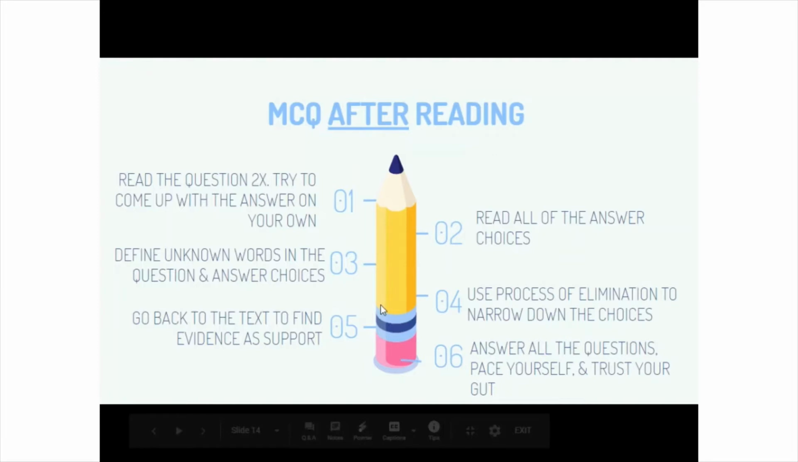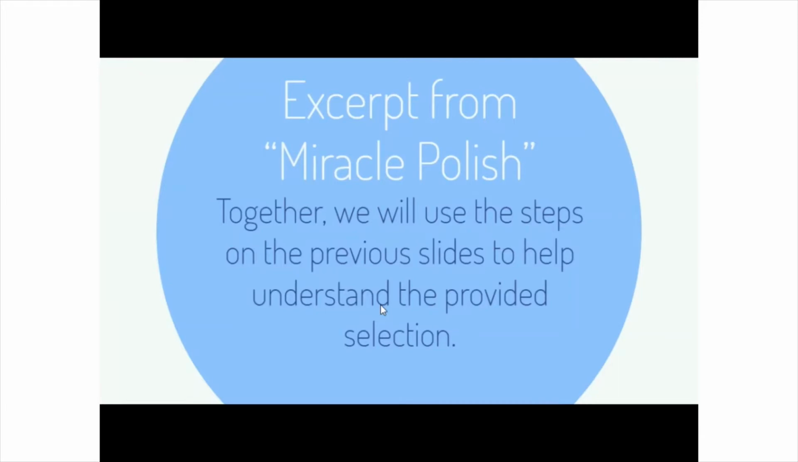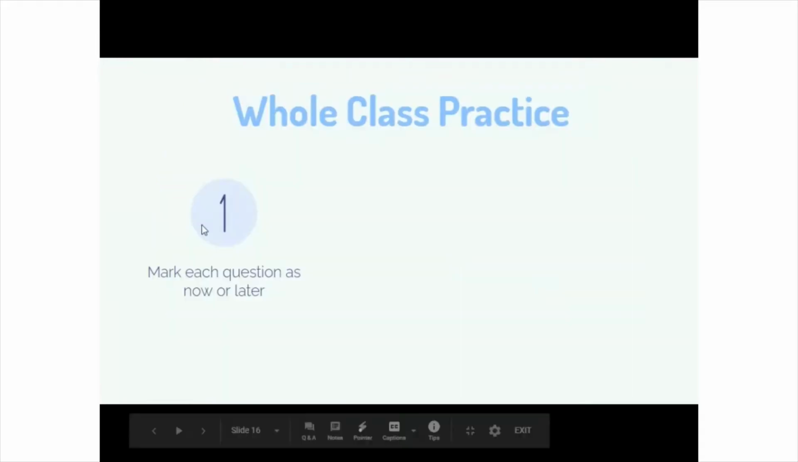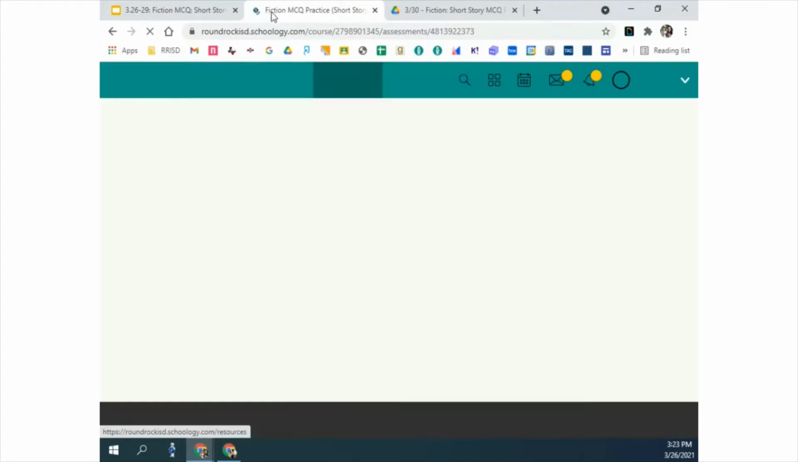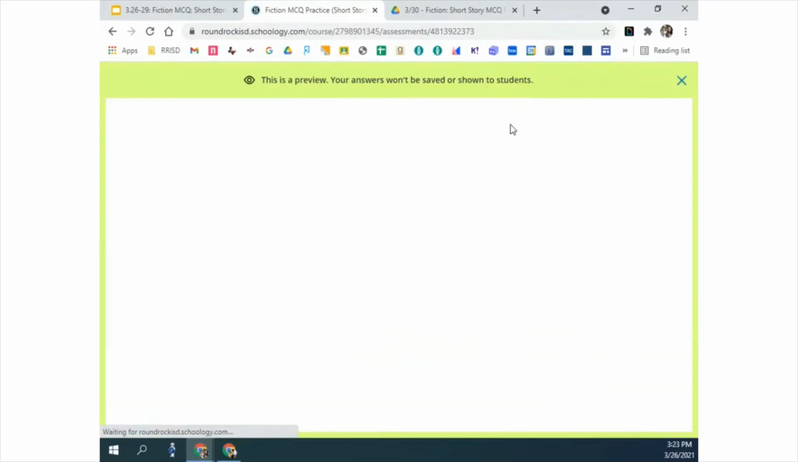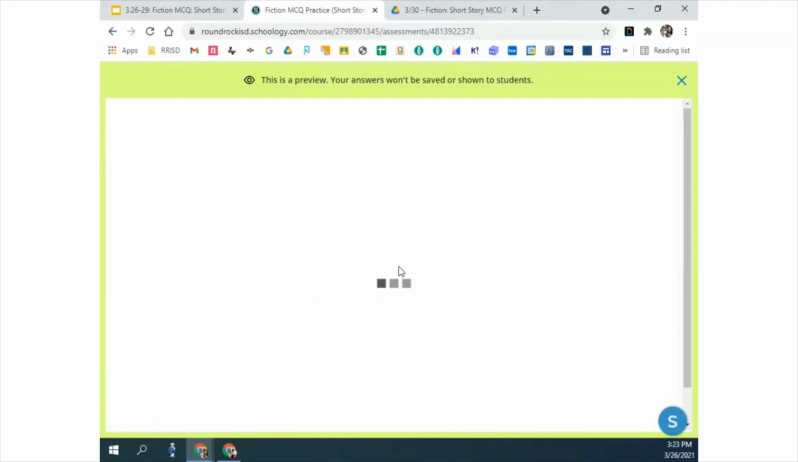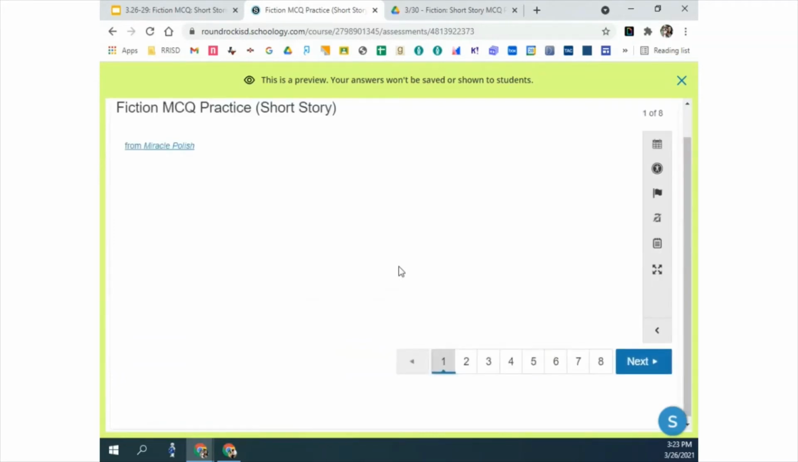Okay. So what we're going to do is see the excerpt from Miracle Polish, and we're going to use the steps, and essentially read it together and work on it together. But first, we have to mark each question as now or later. So what I would like everyone to do is open up the assignment called Fiction MCQ Practice Short Story. It should look like this. Go ahead and press Start New Attempt. I need everyone following along because I am going to give you the answers essentially as we do this.